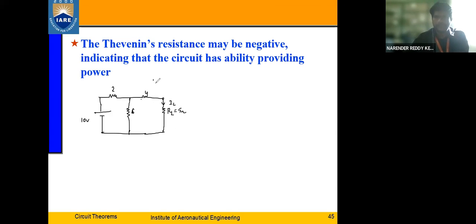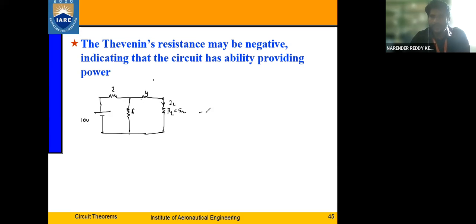I want you to understand what Thevenin's theorem actually does, right? So this is a complex circuit, right? It's not actually complex, but let us assume that this is a complex circuit which is given to you. So what do we do?